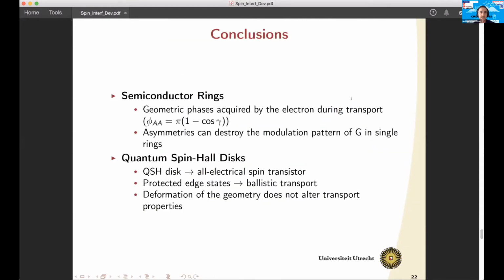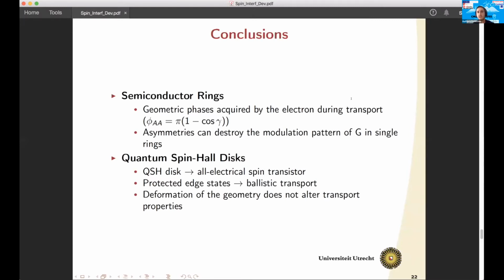So, coming to my conclusions, we have seen that semiconductor rings are very interesting because they can be used to study the geometric phases acquired by the electrons when they traverse these rings, like the Aharonov-Bohm phase. However, for single rings, if there are some asymmetries, for example between the two arms, the modulation pattern can be altered. And indeed, that's why I believe in the experiments they have arrays of rings, to control these asymmetry effects.